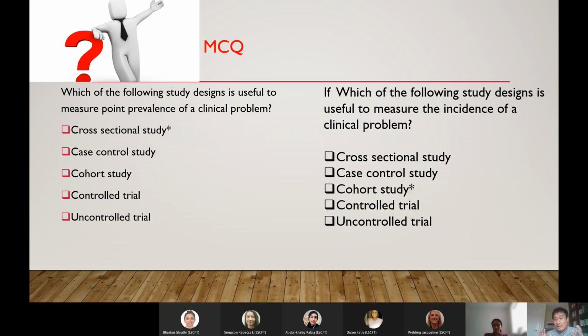Okay, so let us recap what we have learned so far. Which study is useful to measure prevalence? Out of the 5 options, which one would you take? Cross-section. Why? Because it will give you the prevalence at that point in time. It's at one point. Incidence: cohort. Okay, so you have to look at the magic word in the MCQs.